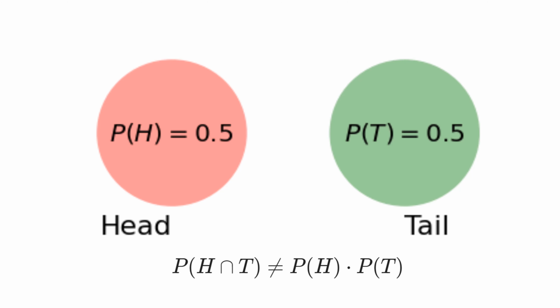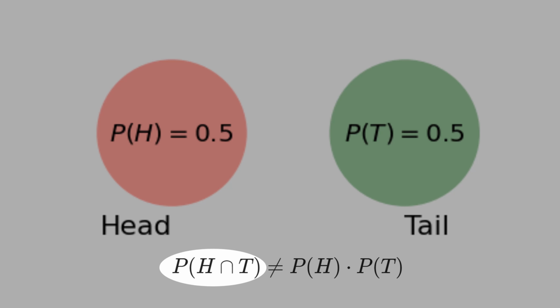Let's show mathematically that the event head and the event tail are dependent. If the joint probability of head and tail is different from the marginal probability of getting head times the marginal probability of getting a tail, these two events are dependent. What is the intersection between H and T? 0. Therefore, the probability of head and tail is just 0.